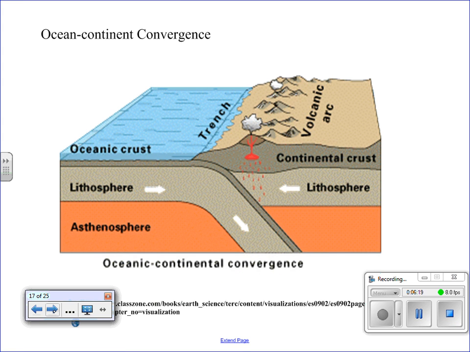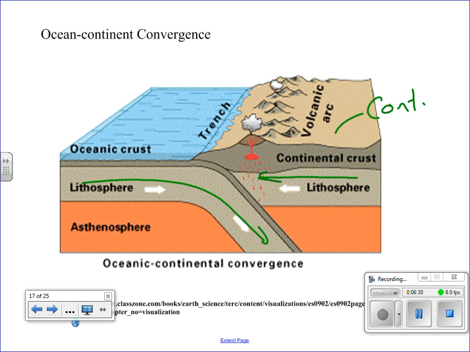The diagram for this is very similar to our ocean-ocean convergence, but instead we have a continental plate here. So the ocean plate collides and subducts underneath. The continental plate forces the oceanic plate underneath. Again, here's your trench because of that drag. Active volcanoes.